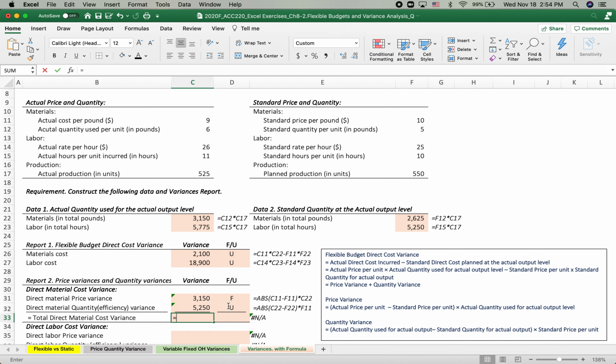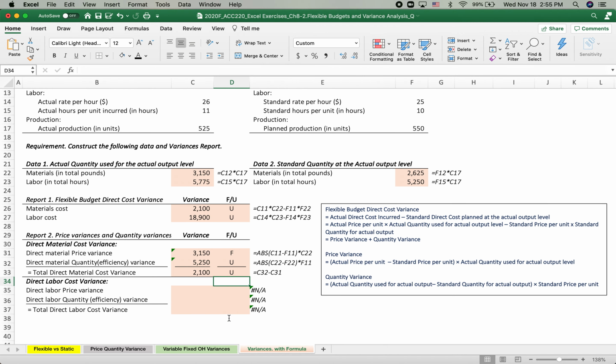So we found out this unfavorable result is greater than the favorable direct material price variance. So we found out this 2,100 unfavorable came from huge failure of the cost management of the quantity efficiency variances. We purchased the cheaper price of this material, but we spent a lot of this cheap material. So we failed to use this cheap material efficiently. So it is unfavorable.